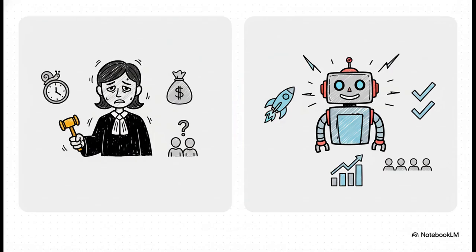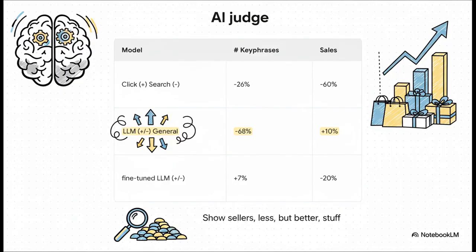Unlike a team of people who are all going to interpret the rules a little bit differently, an LLM is perfectly consistent. Every single judgment is auditable. It's a game changer. And the results they got back from their tests at eBay, they were just stunning. Seriously, look at this table. The model that was trained only on the judgments from a general-purpose LLM, that's the one highlighted right there, it was a massive runaway success.